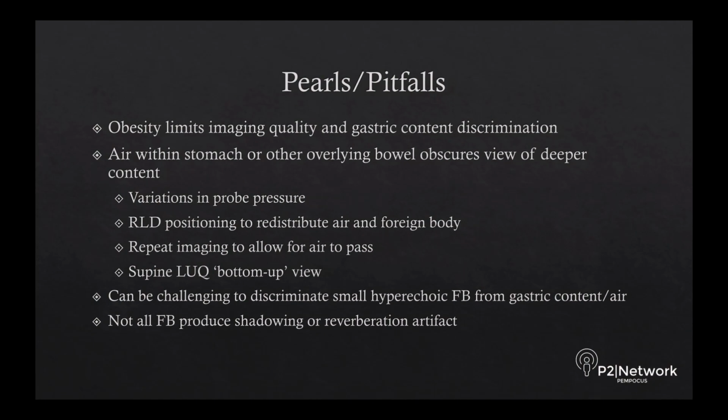Pearls and pitfalls when performing this evaluation are very similar to those when performing the evaluation for gastric content. Obesity is going to limit your imaging quality and gastric content discrimination. Air within the stomach or overlying bowel is going to obscure structures. Again, you can try to work with that using probe pressure, right lateral decubitus positioning, repeat imaging to allow air to pass, or using that supine, fast left upper quadrant bottom up view.